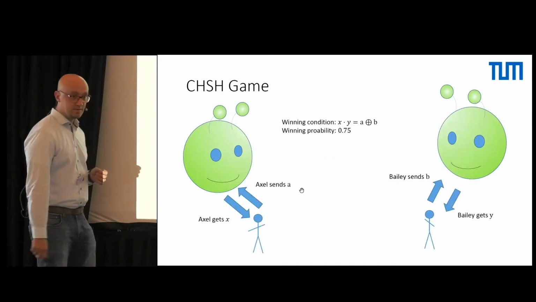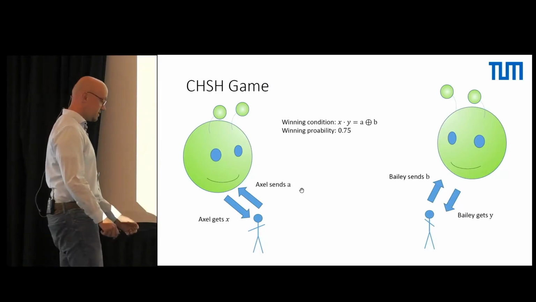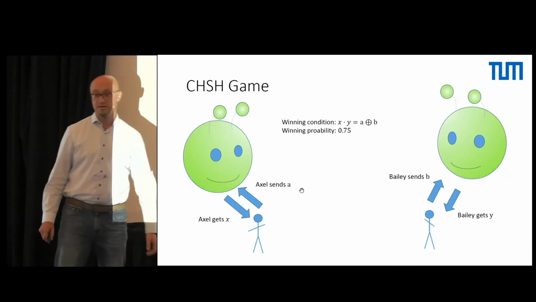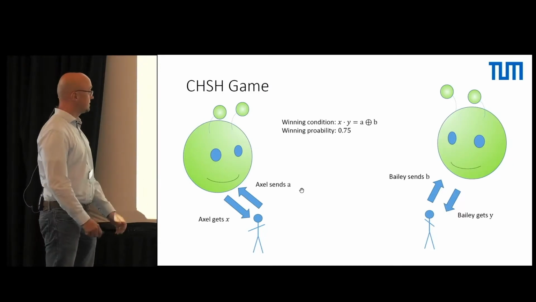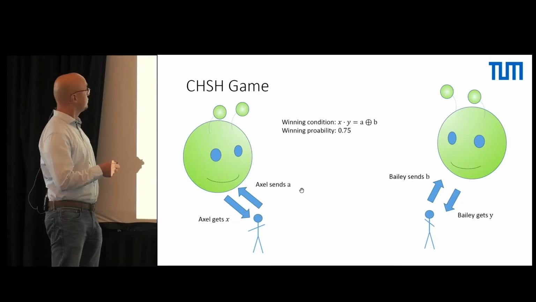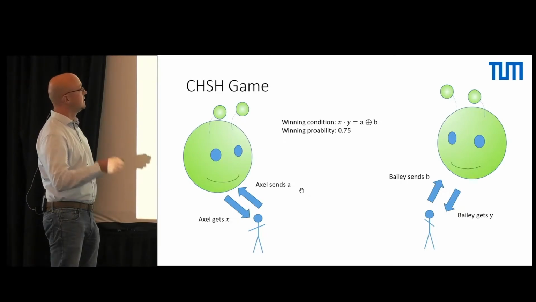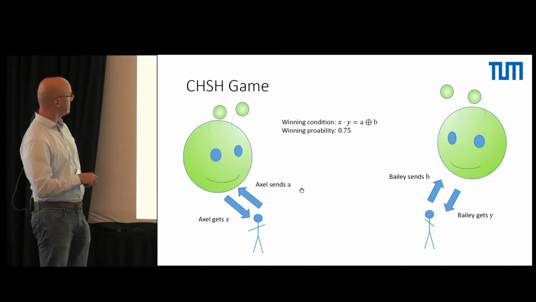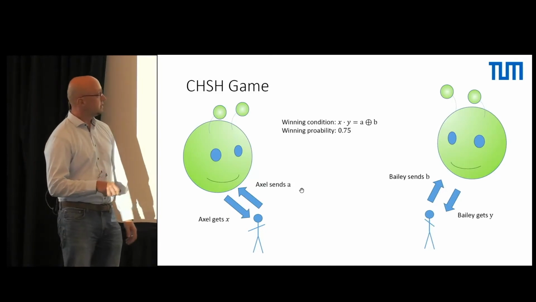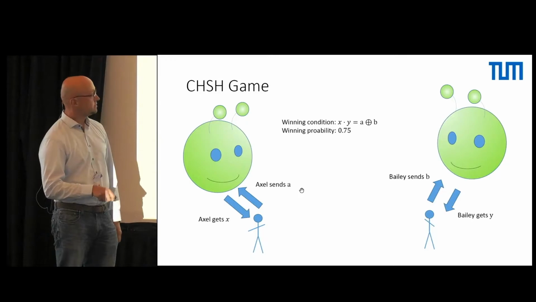So to start with, entanglement as a method for coordinating parties. Here you all probably know this famous CHSH game where we have two aliens here that give bits X to Axel and Y to Bailey.